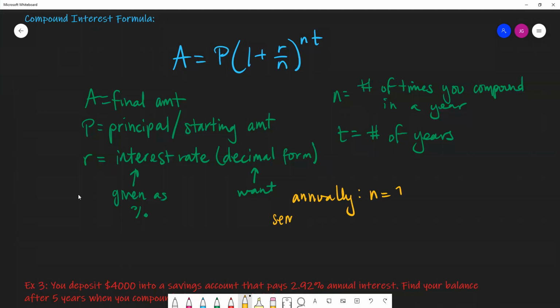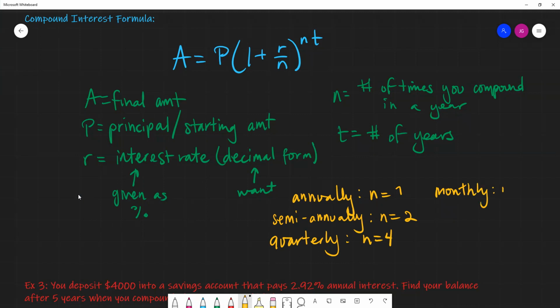If it's semi-annually compounded, meaning once at the beginning of the year, another time halfway through the year, that's 2 is our N. Quarterly, okay, every quarter it's compounded. That's N is 4, since there's 4 quarters in a year. Monthly, I promise that's monthly. That just looked weird. N is 12 because there's 12 months in a year.